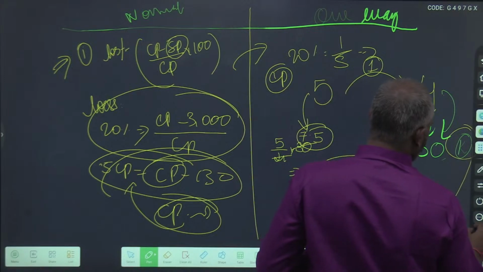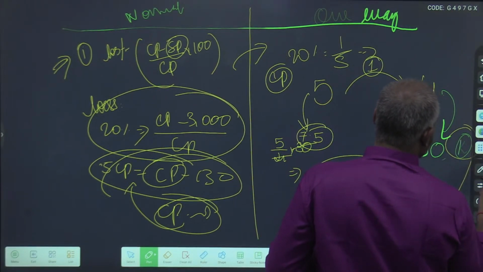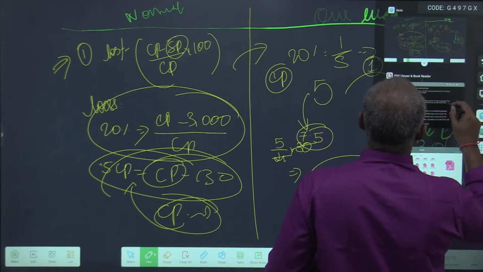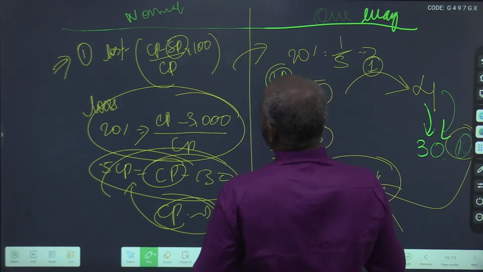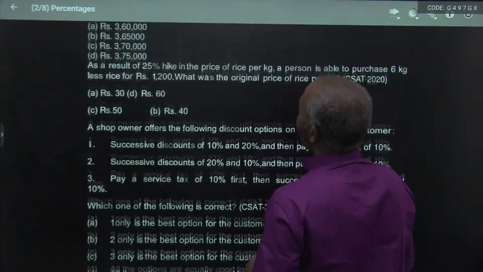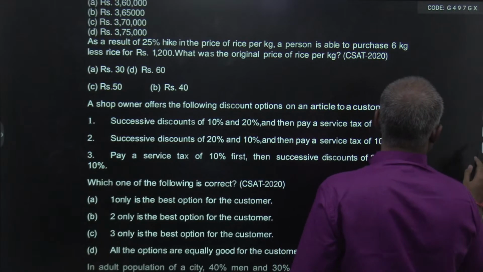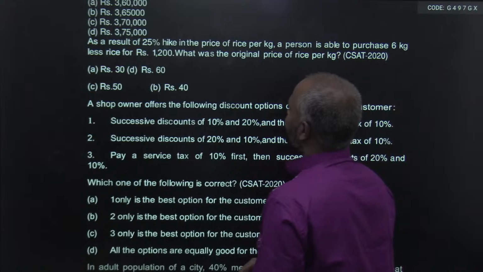So I hope you are enjoying solving these. So no question till now has posed a challenge for us. Okay. Now, next one.